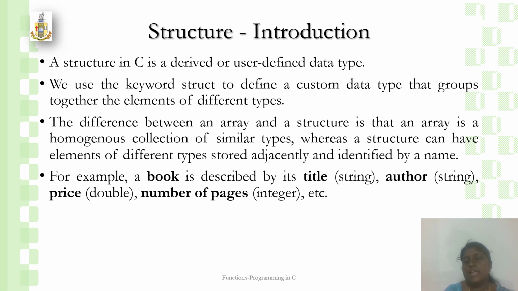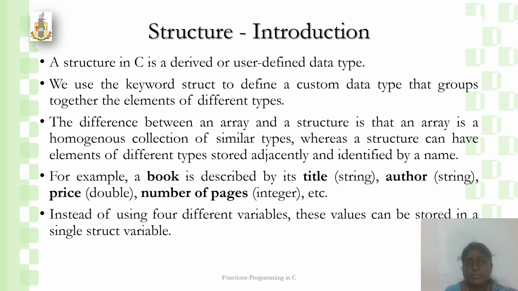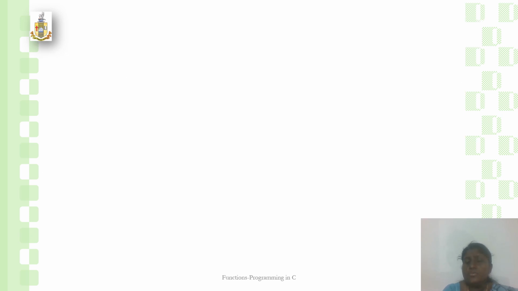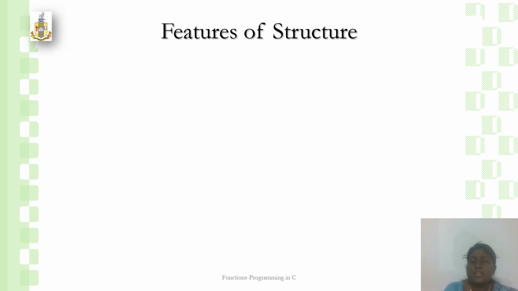The example we have included here is a book. A book will hold the title, the author, the date of publication, and the number of pages. Here the author and title will be the string data type, price will be in the double data type, and the number of pages will be in the integer type. So this is a simple example for structure. Instead of using 4 different variables, we are using a single structure.